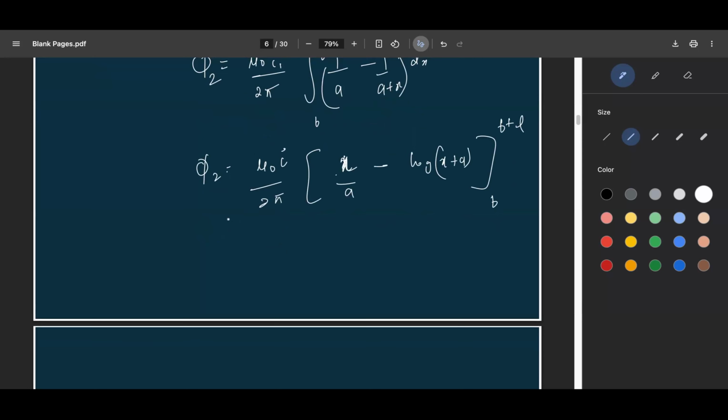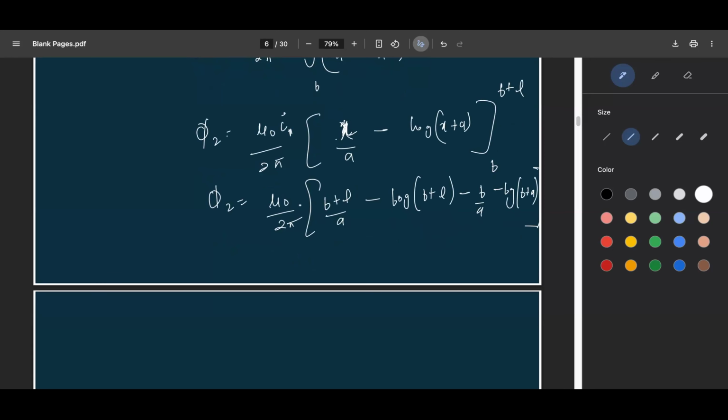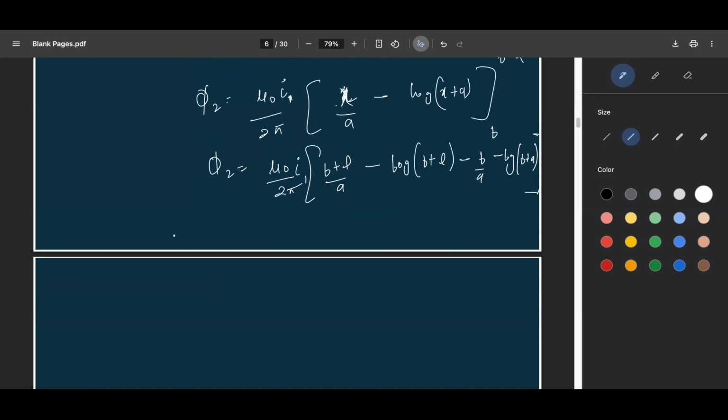Put the value. The moment you do that, I'll take this I1 at the very end. Rest is inside 2 pi. This is x, so b plus l by a minus log of b plus l plus a, subtract b by a minus log of b plus a. This whole thing multiplied by I1. I'll keep it here because I don't have space. So what's the final answer you are going to get?